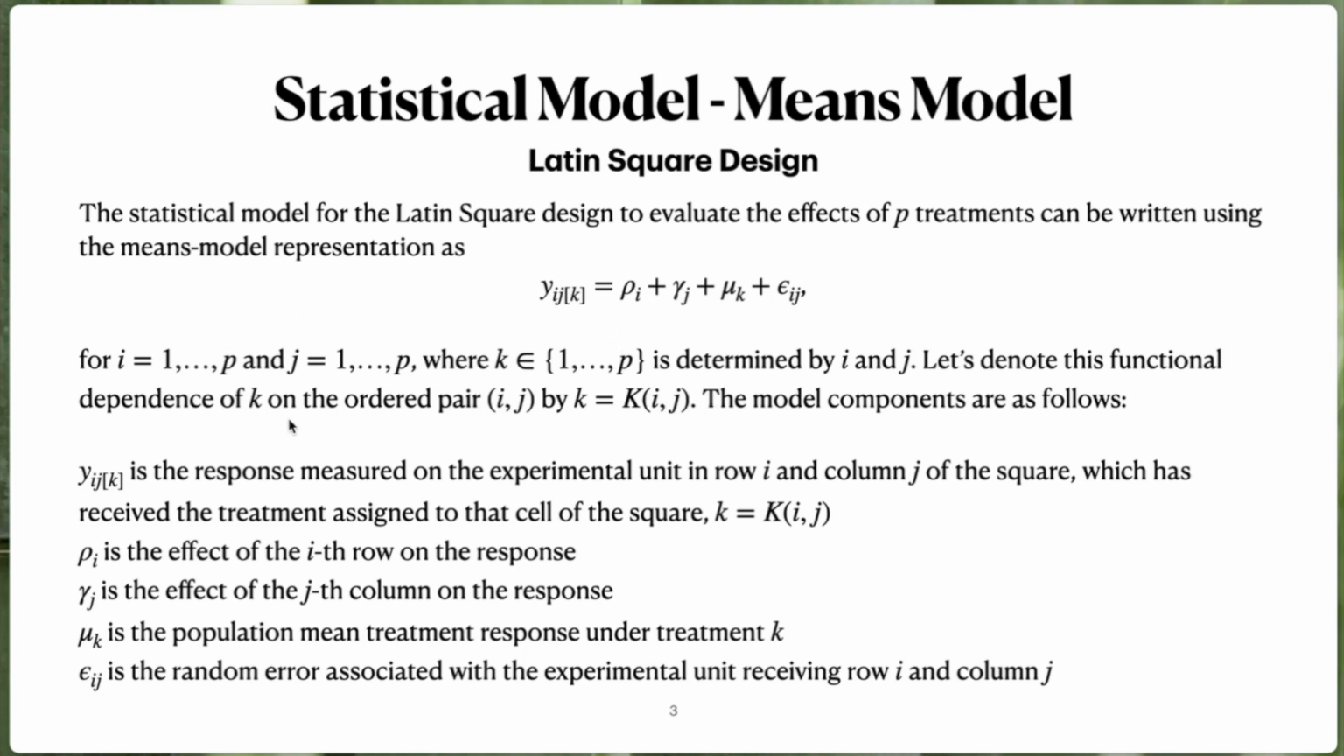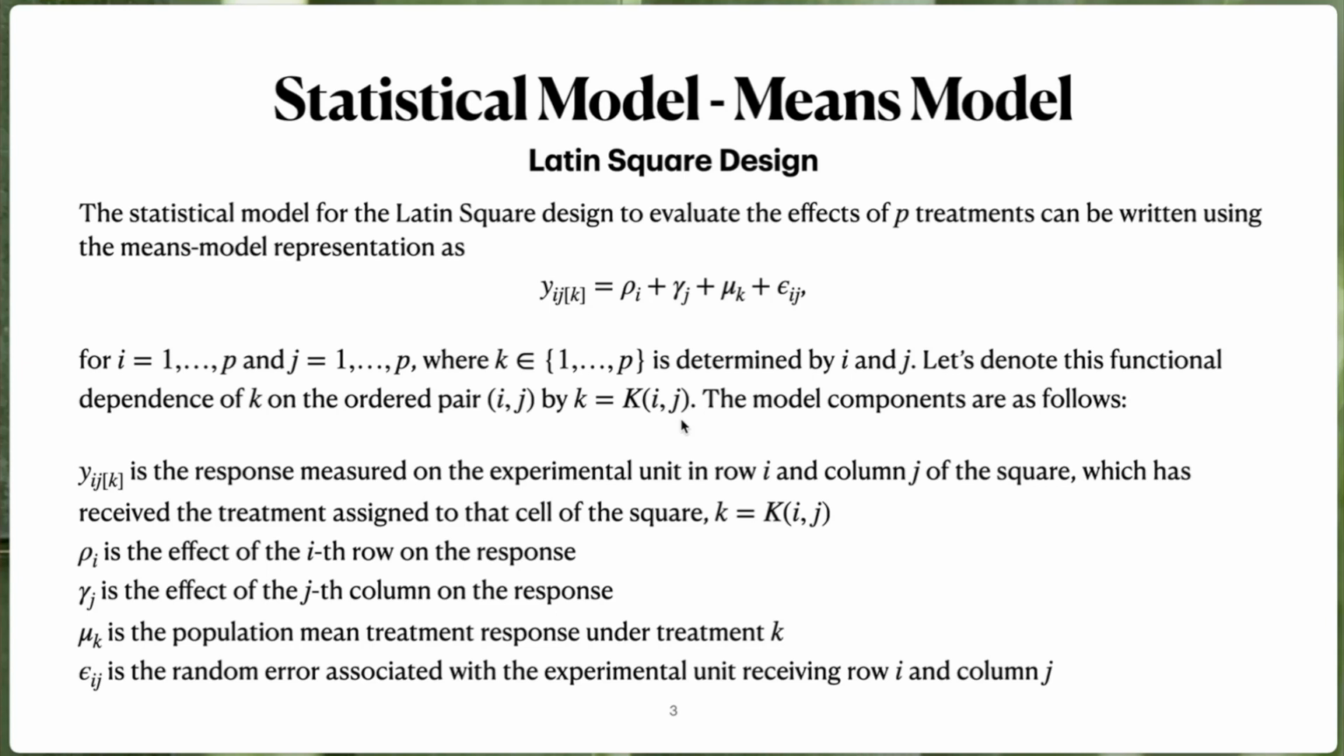Now, what I'm going to do is to denote this functional relationship, or this functional dependence of lowercase k on the ordered pair i comma j, by the following notation. What this says is that lowercase k, which is this integer that varies from 1 to p, and which depends on i and j, is equal to this function, capital K, evaluated at the ordered pair i comma j. And we'll use that in the subsequent description.